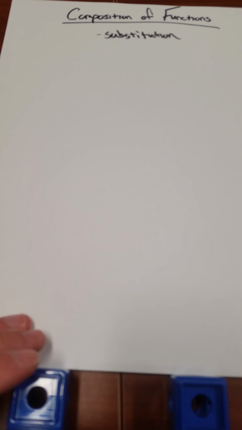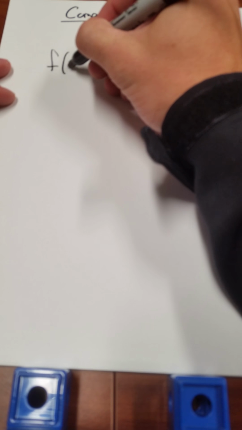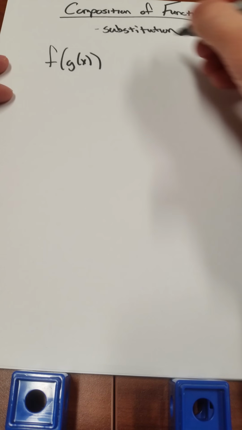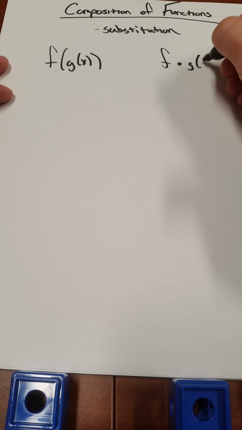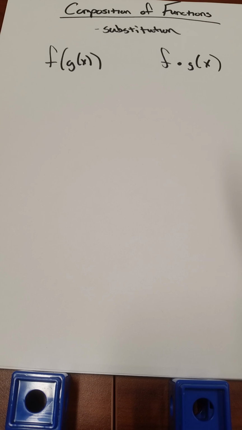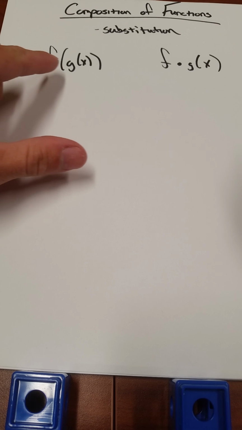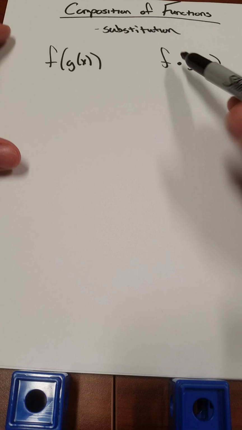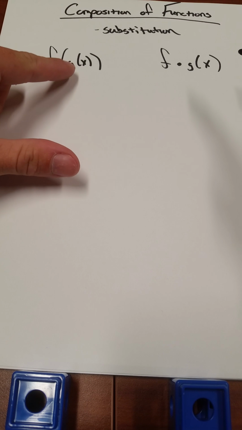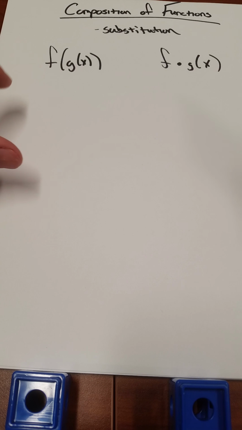Composition of functions. Do not get too confused with this. Composition of functions is essentially substitution. You're going to see it written two different ways. You're going to see it like f g of x, and you're also going to see it like that. They mean the same thing. This says f of g of x, and this says f of g of x. Basically what it means is you're going to take the g of x function and plug it into f.